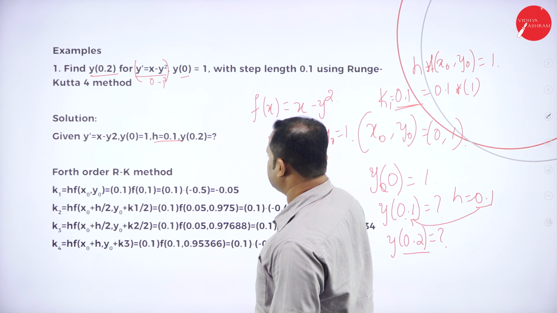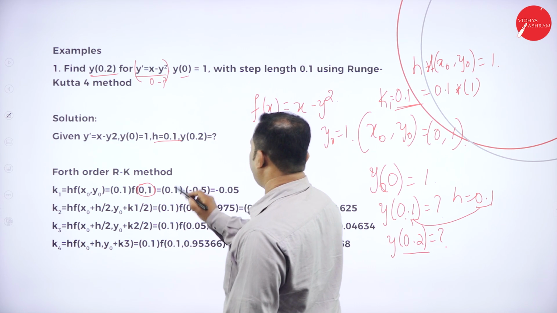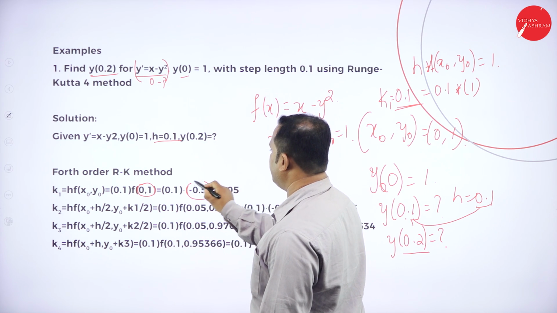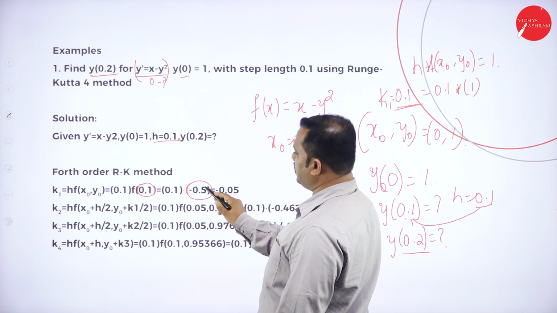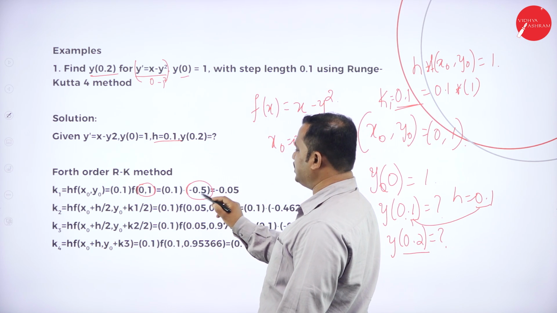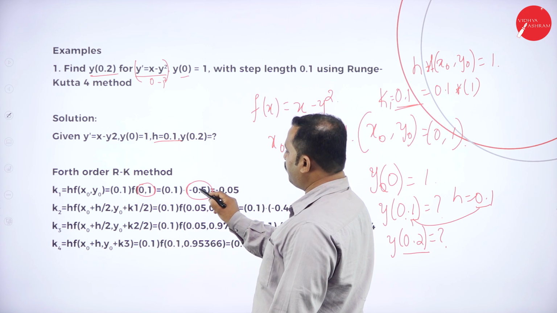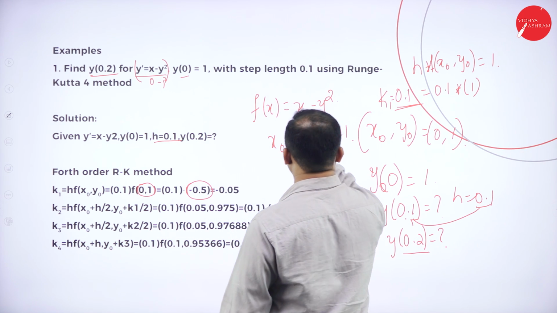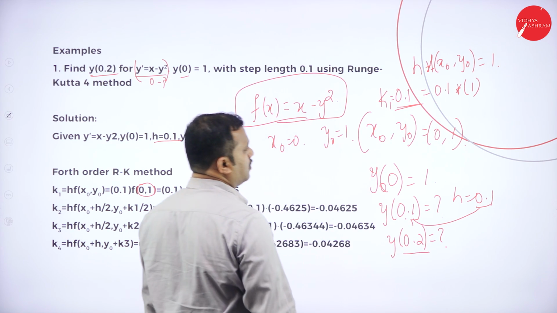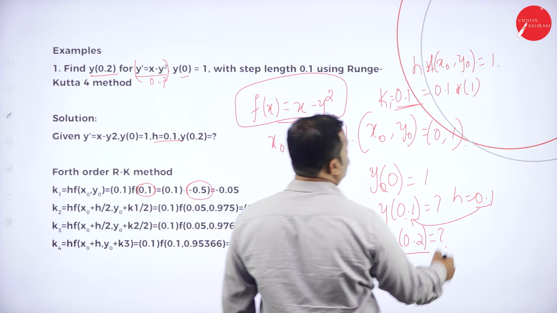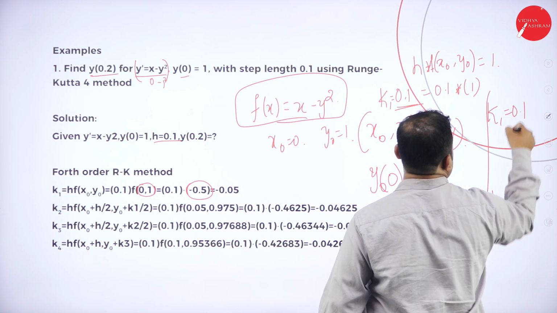That is, x is 0 and y is 1. That is 0.1 into, this is the value I considered here. That is h into f of x0, y0. In this case, the equation considered here is x minus y square. If I consider x minus y square, what is the value I am getting here? 0.1. Let me write it down on one side. That is, k1 is equal to 0.1.